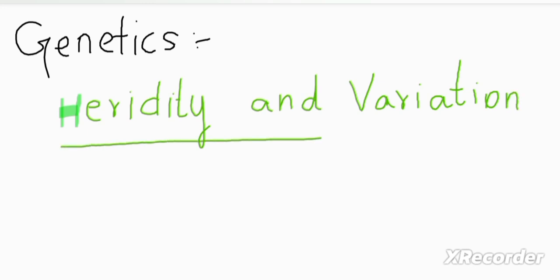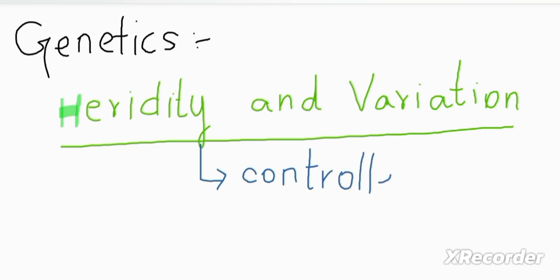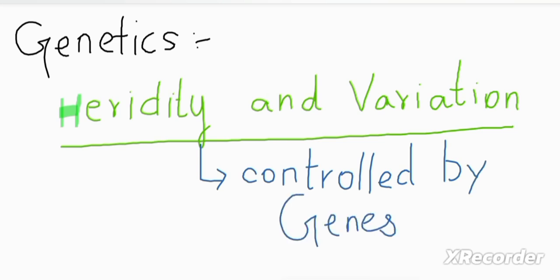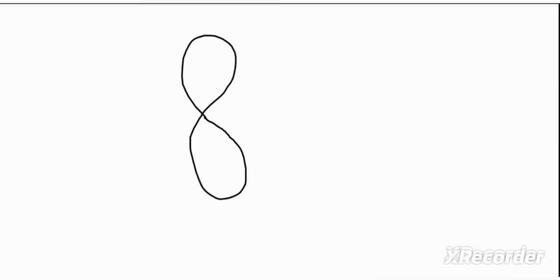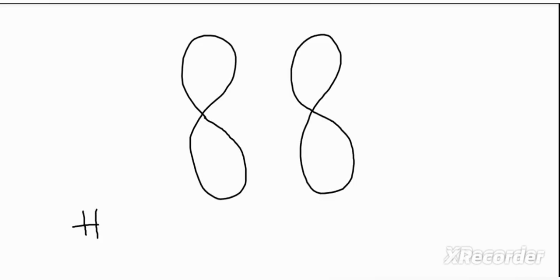And variation is different. Different traits or characteristics. For example, parents have black eye color and the offsprings have blue eye color. This is an example of variation. And both heredity and variation in genetics are controlled by genes. Genes are the sequence of nucleotides in DNA that control heredity and variation. They have the information stored in them that helps to control the traits.